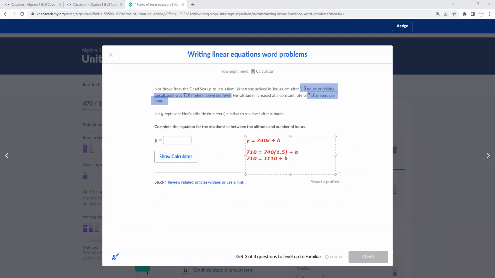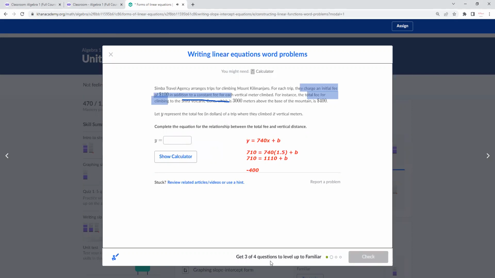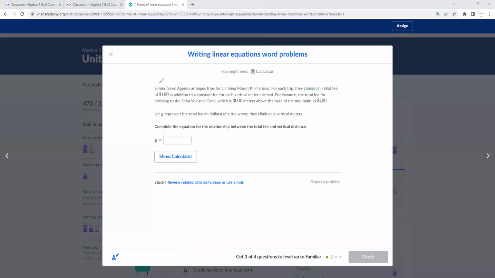710 minus 1110 gets you negative 400. So she was below, her altitude was, she was above sea level here, but before she started below. So that's where she had started. She had started 400 meters below sea level, but she's moving at a constant rate of 740 meters per hour. So remember, below means you're going to be negative. Careful with when stuff should be negative, positive.